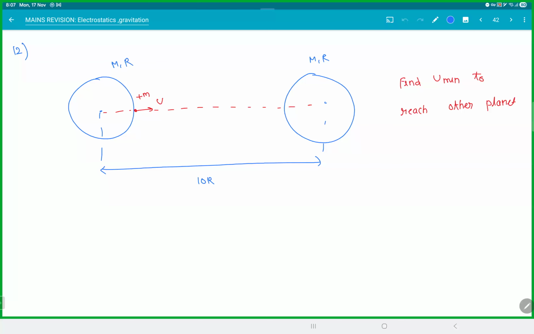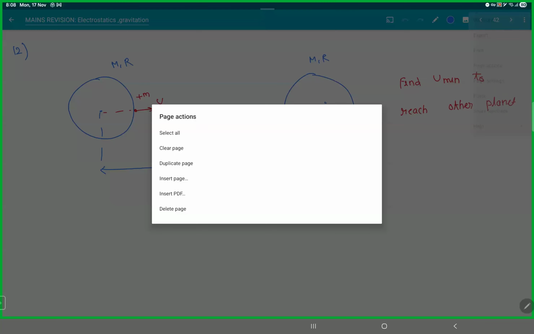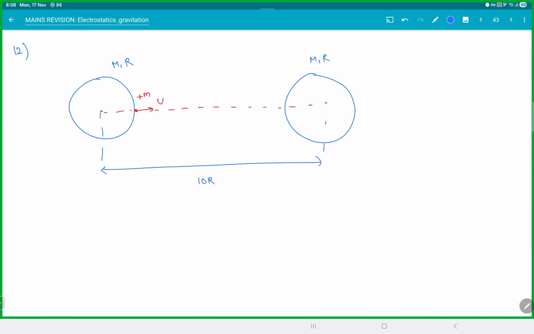Don't say center of mass. That's a wrong statement. Luckily, it works here. If I take m and 4m, then center of mass won't work. I hope you guys remember the concept here. You have to send it till the null point. In this case, since masses are equal, the null point will occur in the center.